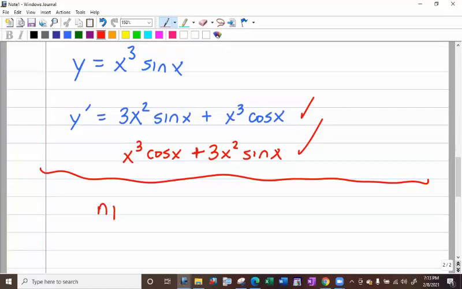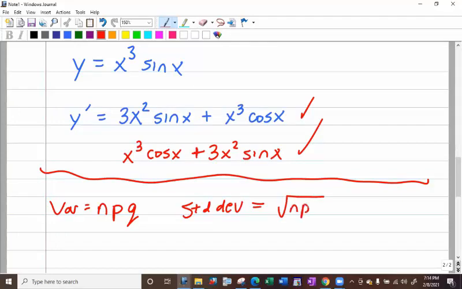It's going to be this. It's called NPQ. That's going to be the variance. Well, that automatically guarantees that the standard deviation will be the square root of NPQ. Automatically, even though we don't know what N, P, and Q are yet, we will. But I'm just pointing out the idea of standard deviation always being the square root of variance.